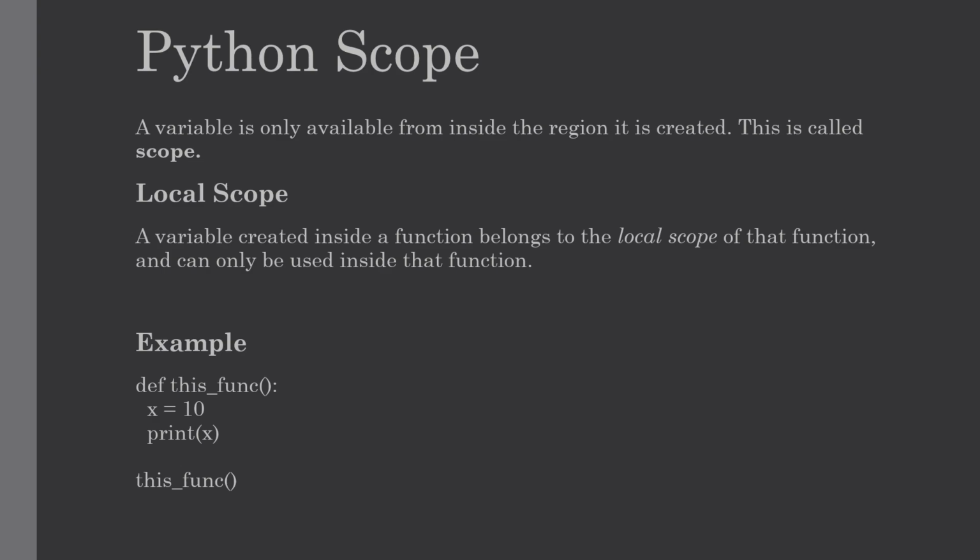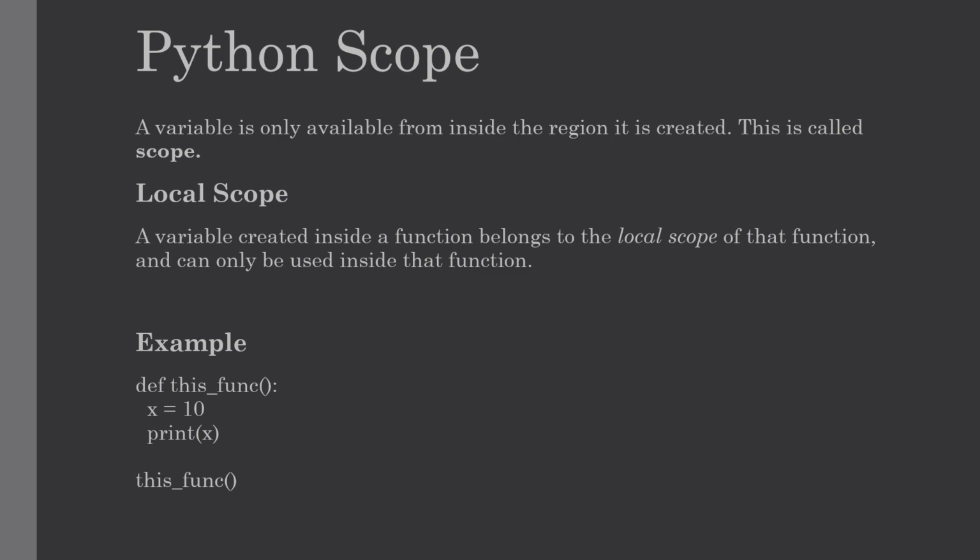A variable is only available from inside the region in which it is created. This is called a scope. There are two major types of scope. The first one is local scope. A variable created inside a function belongs to the local scope of that function, so it can only be used inside that function.